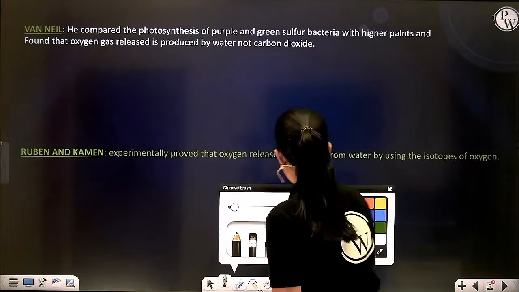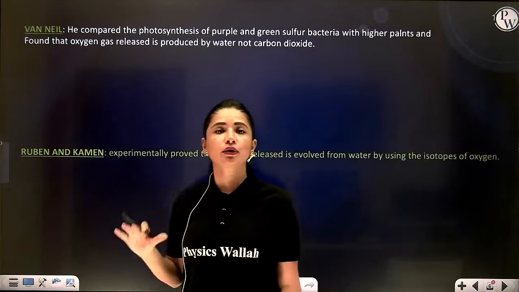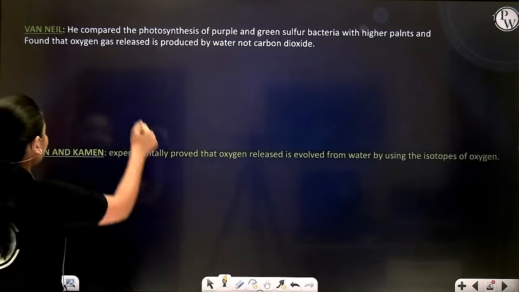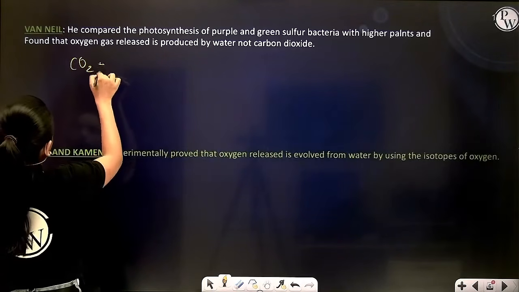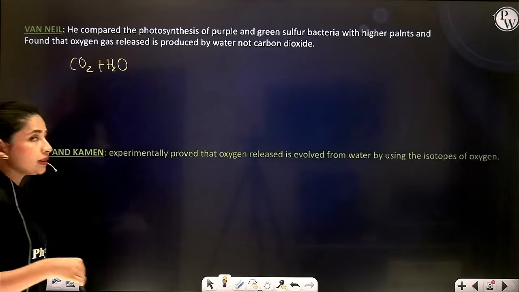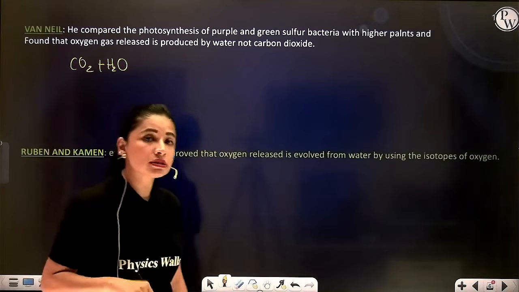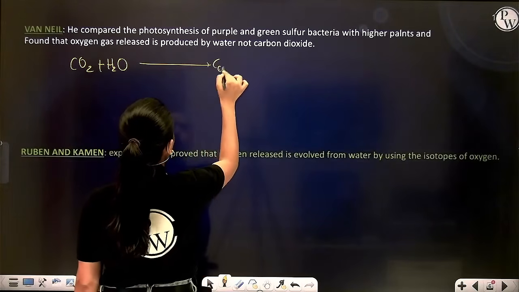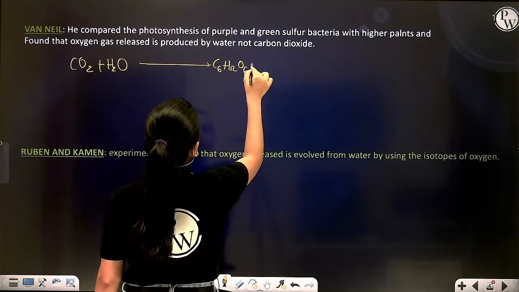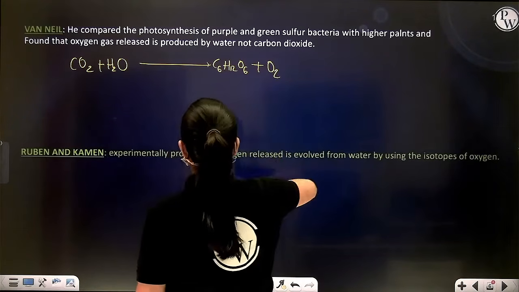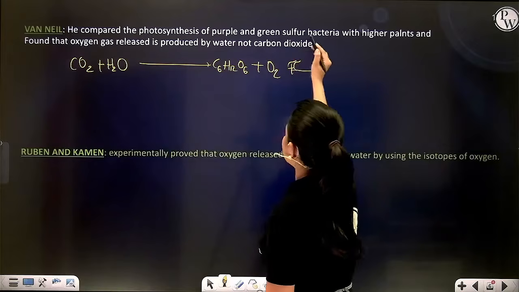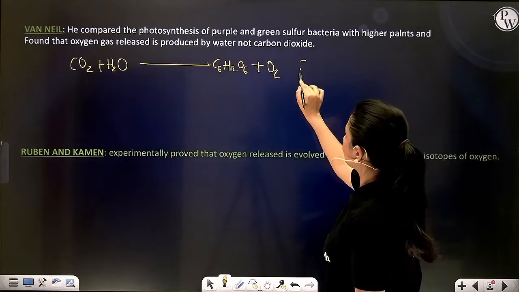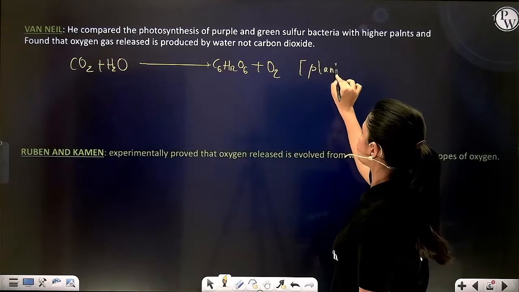So let's start. First, I'm going to write the equation of photosynthesis performed by higher plants. You know the equation is CO2 plus water. Water is going to act as a reducing agent. How? It is going to reduce CO2 into glucose and itself will get oxidized to oxygen, plus water will be released as a byproduct, which right now I am ignoring. So this is the photosynthesis of plants.